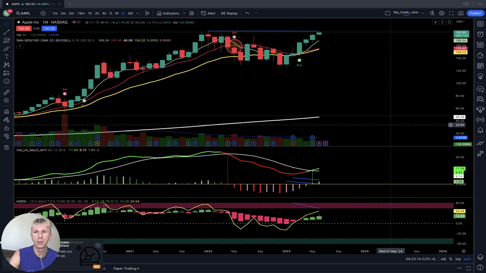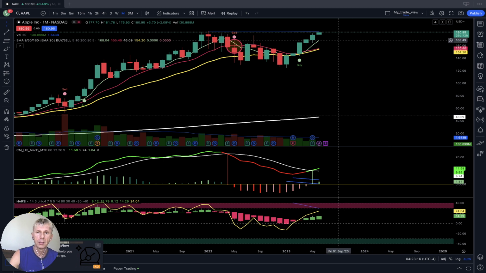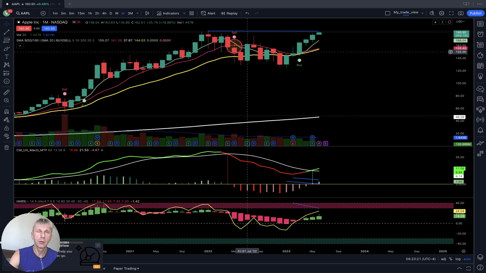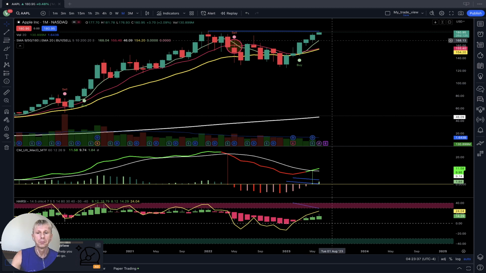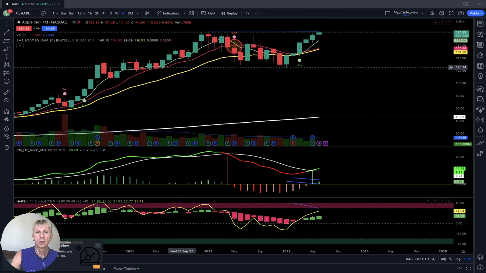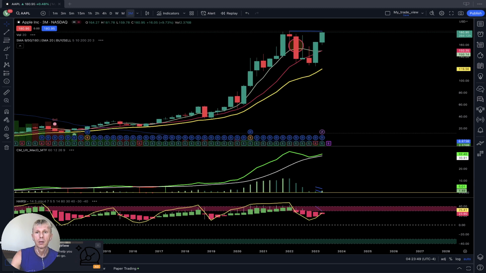Previous high was 183. Now it's around 180, 181. It was 182 actually yesterday, last Friday, and yeah, it's like $1 to go. It can touch on Monday and create a new recent high. Actually, it will be a historical high, not a recent high. It will be historical high. Okay, monthly it is bullish, and quarterly Apple.